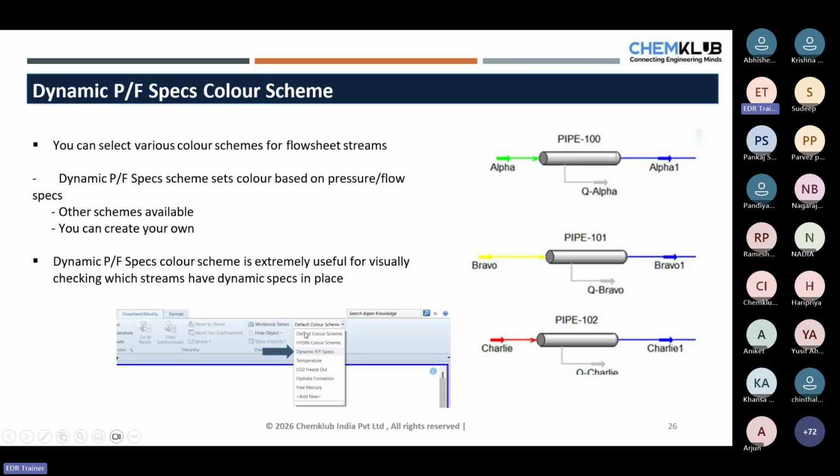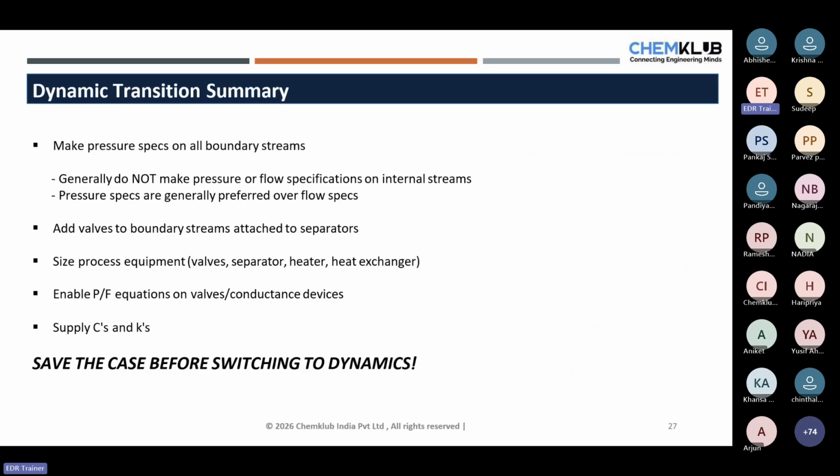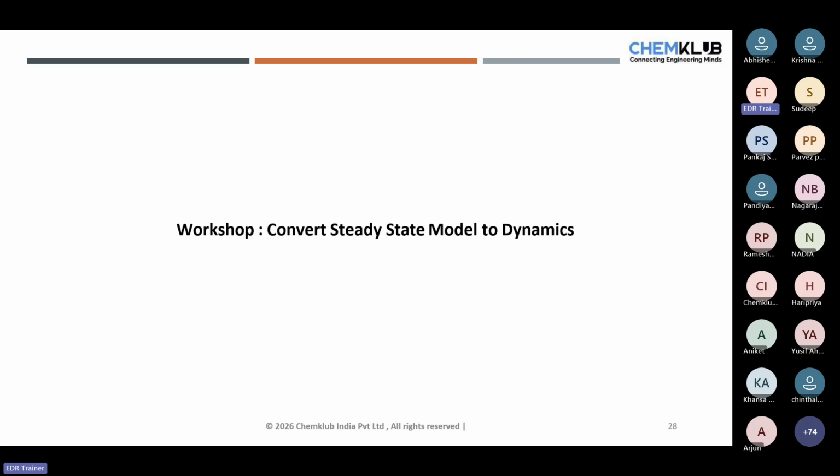When you are carrying out the simulation, you will have a default color scheme. Instead of that, you can go with a dynamic PF and scheme, and I'll explain the meaning of each of those colors in our example. So you make pressure changes on all boundary limits, add walls to boundary limit, size process equipment, enable PF and equations, specify Cv's and Kv's, and then you are ready to go with the dynamic.